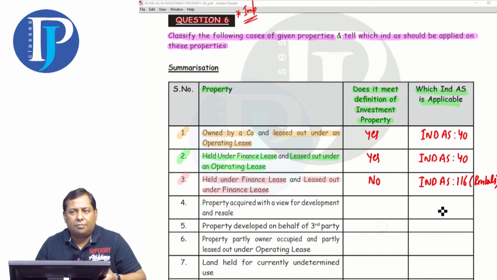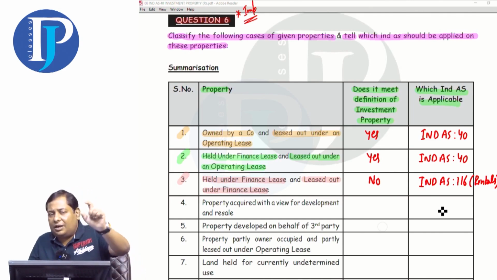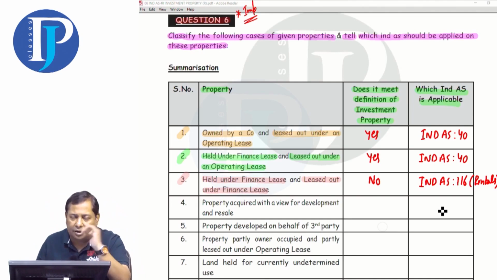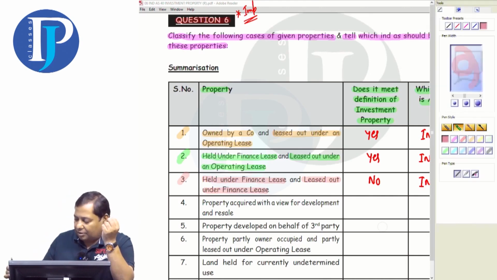All these things are already written in your notebook. Before you ask, where is all this written? I told you all this in lecture number 2 when I told you the relationship of Ind AS 40 with 116. So you can see your concept number 3. It is written in your copy. Revise it if you want. It will be good for you. Even if you have 1% doubt, revise concept number 3.